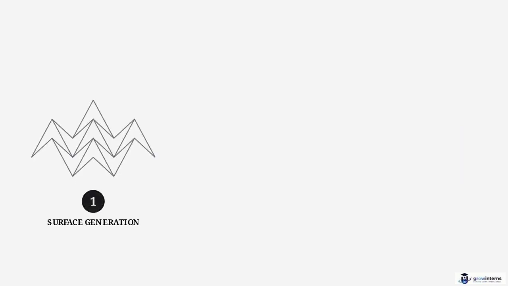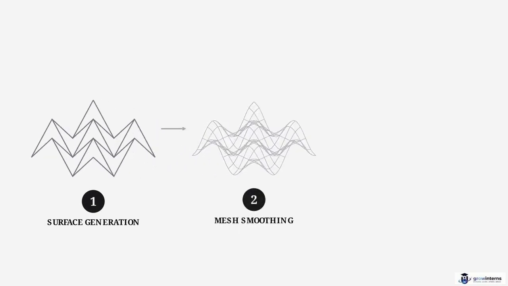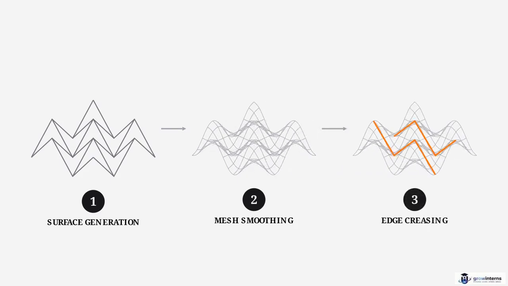The process happens in 3 stages. First, we generate the core surfaces. Next, we convert them into smooth, editable meshes. Finally, we apply custom edge creasing to lock in the structural ridges.